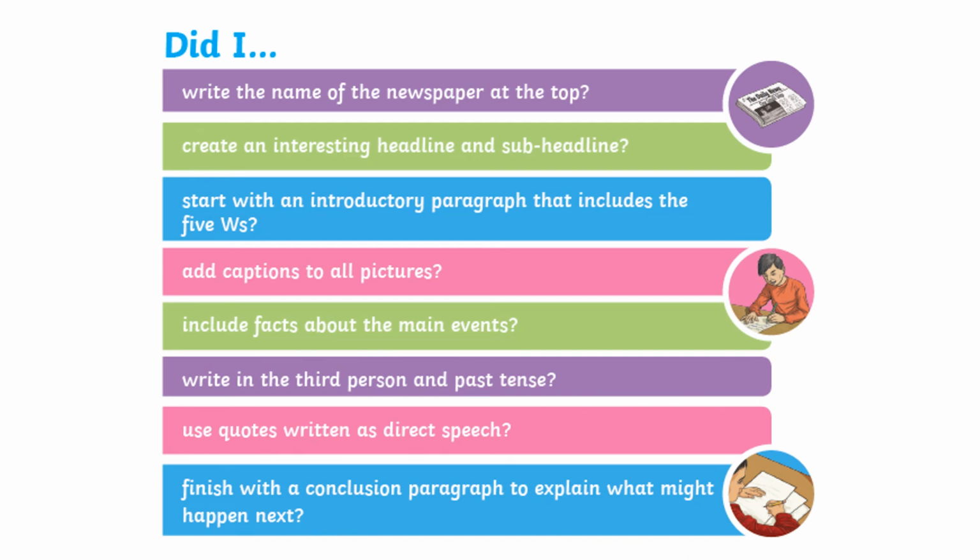Oh, just forgot to mention that I will also add this to the online platform. Just check, like a success criteria, like a checklist. Did I write the name of the newspaper at the top? Create an interesting headline and subline. Start with an introductory paragraph that includes the 5 Ws. Add captions, facts, all of this. So just give you a bit of framework as well, just so that you know that you've done all of this. Good luck, everyone.